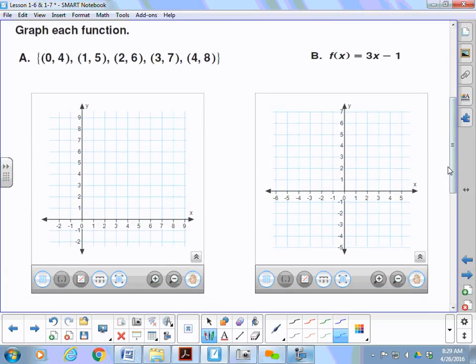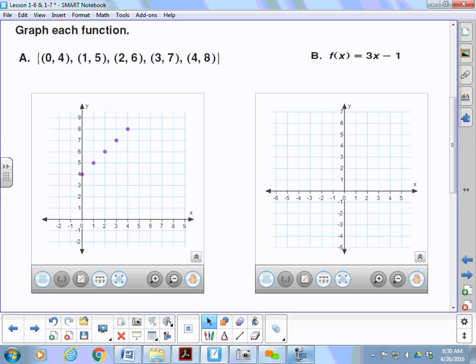Graphing. How many of you are very good at graphing? Everybody, right? Now, these are easy. We all know how to do them. I'll go through them real quick. 0, 4. X is 0, Y is 4. 1, 5. 2, 6. 3, 7, and 4, 8. Graphing them, I'm sure we all remember how to graph points.